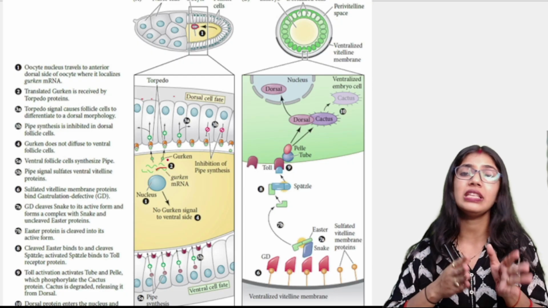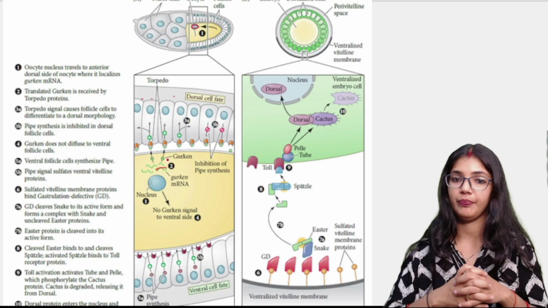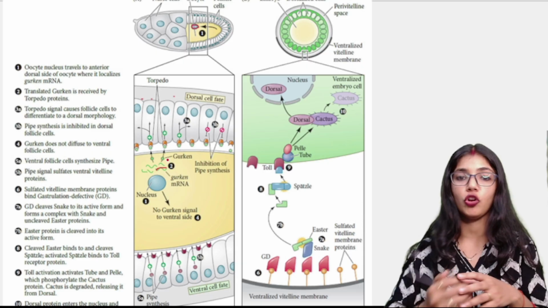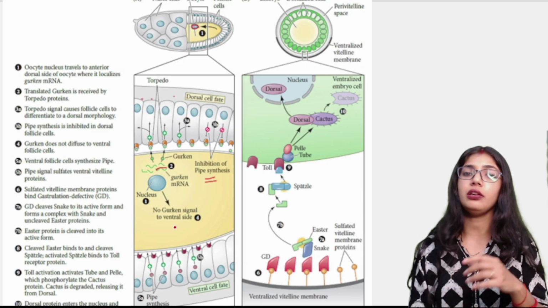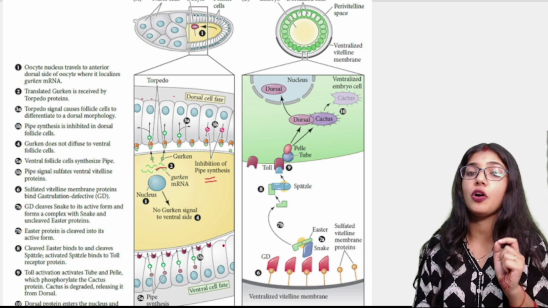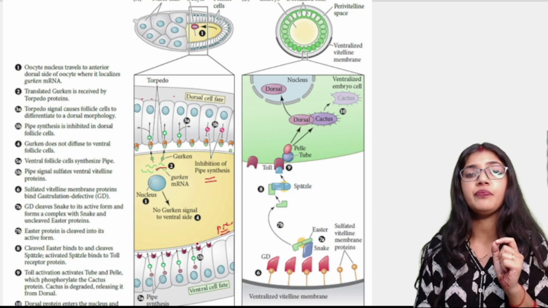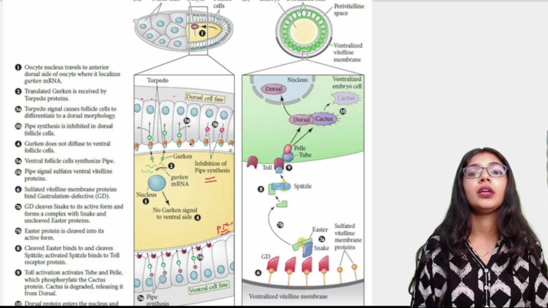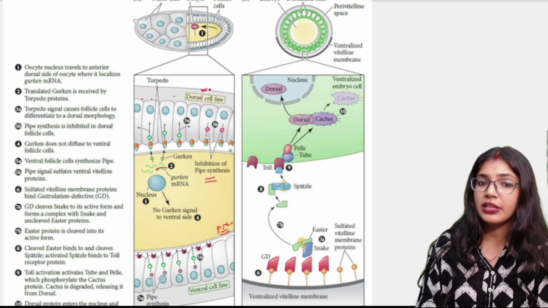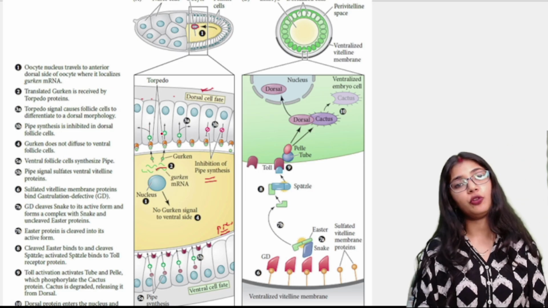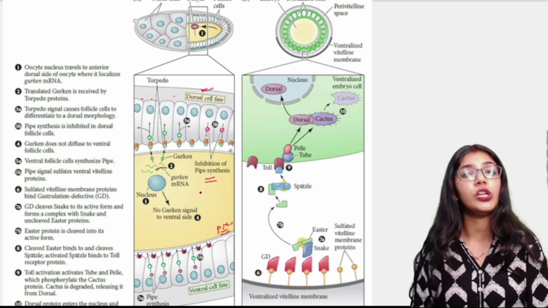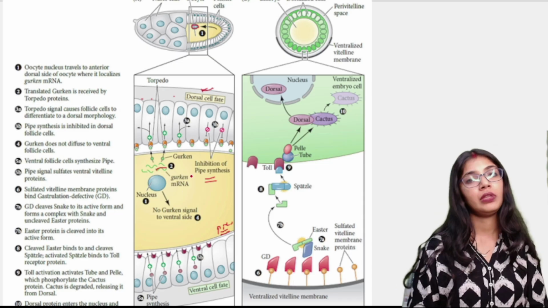There is a protein known as Pipe, which is present in the follicle shell. When this interaction occurs, there is inhibition of Pipe protein on the dorsal side. On the ventral side, Pipe protein is not inhibited, and there is synthesis of Pipe protein in the ventral portion. So the dorsal fate is determined after Gurken binds to the Torpedo receptor, inhibiting Pipe protein, and Pipe protein is responsible for ventralization of the Drosophila.